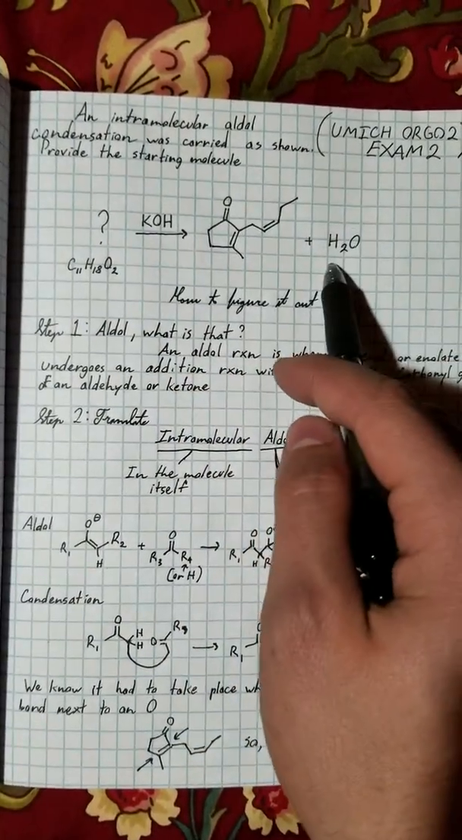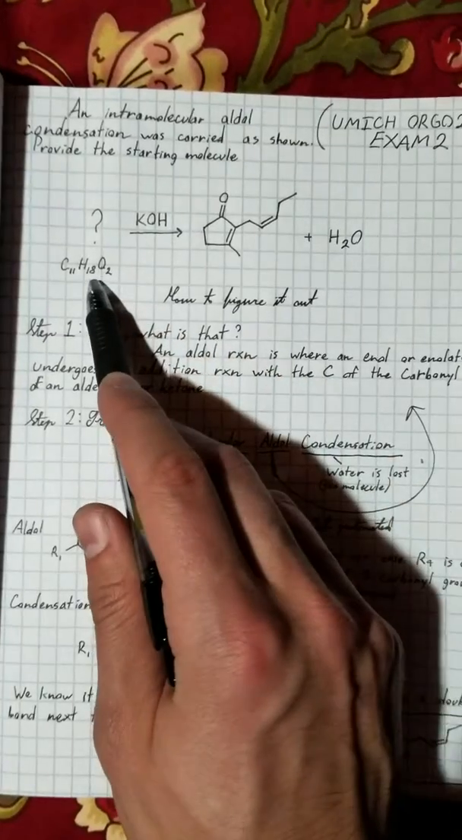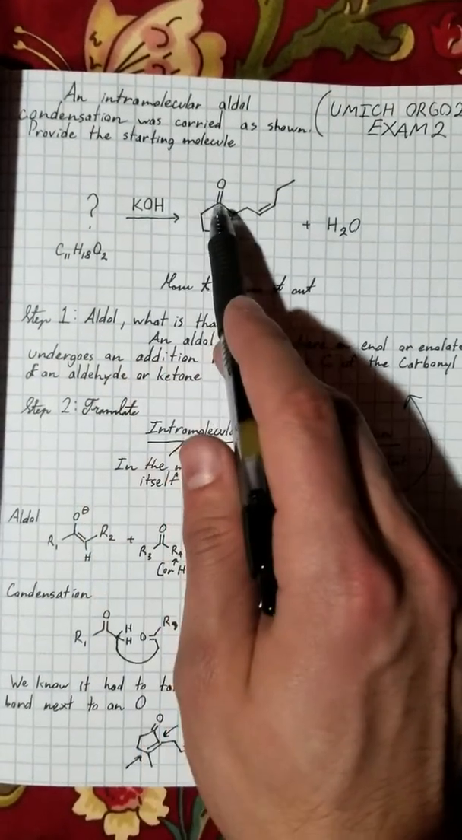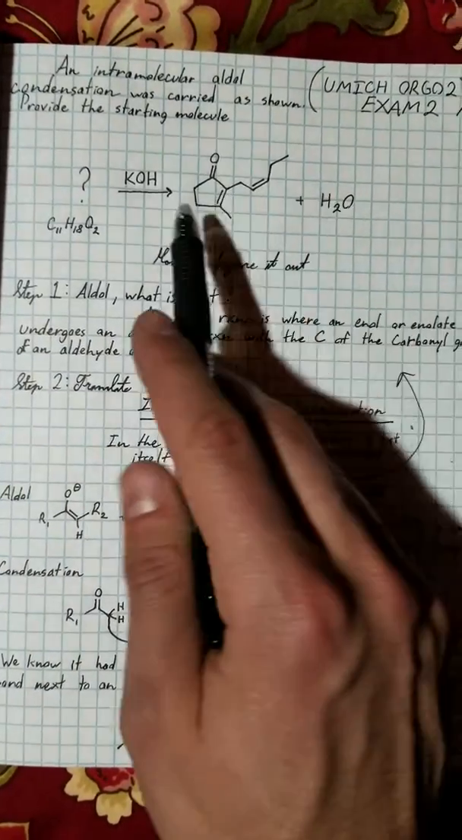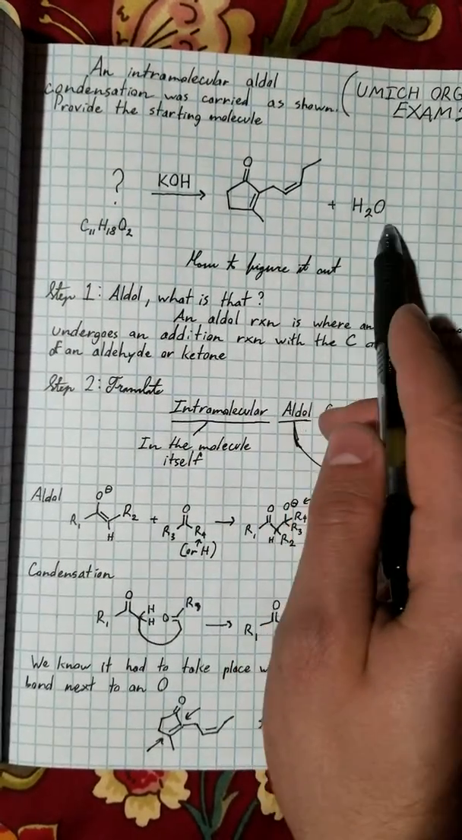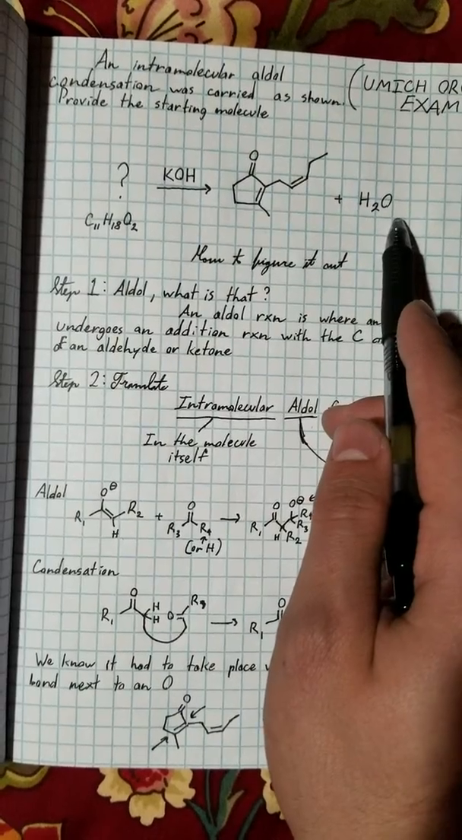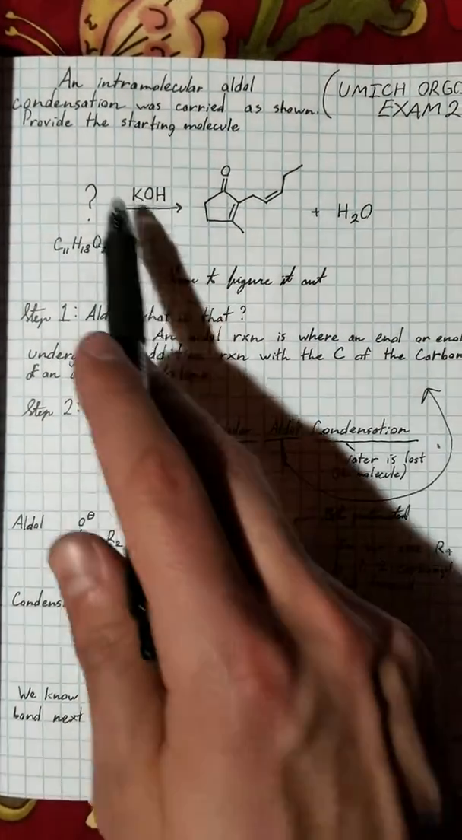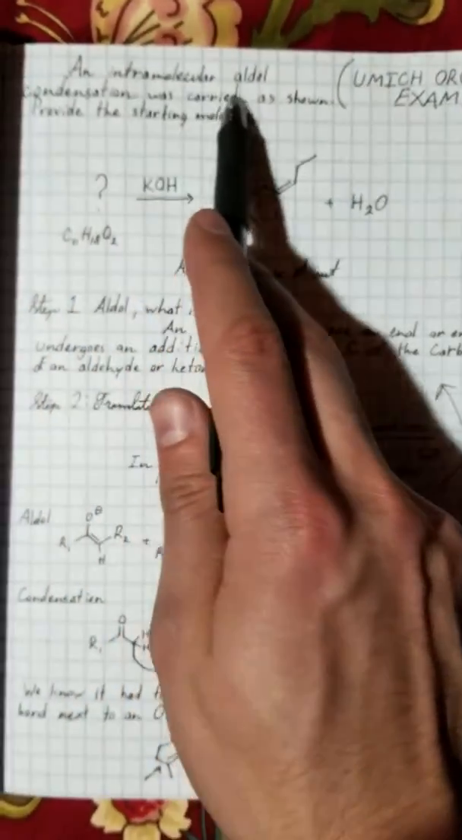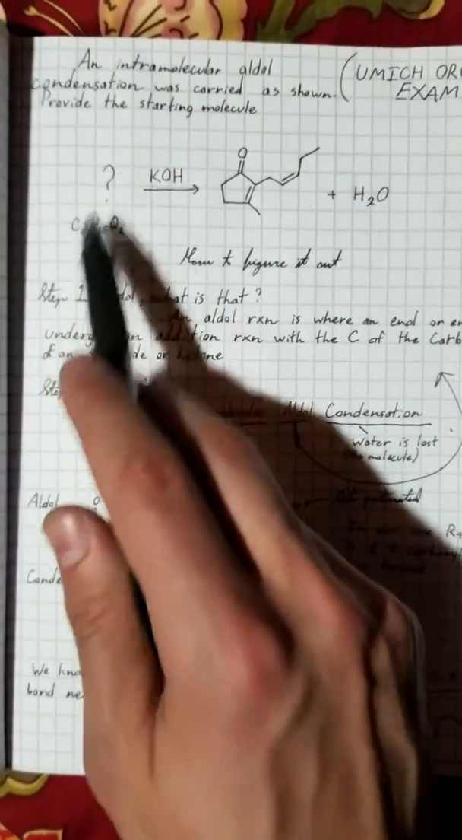So just from this alone, we're going to know how to check our structure, and that it was one structure that turned into two. And from this, we know that there's going to be a condensation, which means a loss of the H2O molecule. So the first thing that we think of is in the question. The intramolecular aldol condensation was carried out as shown.